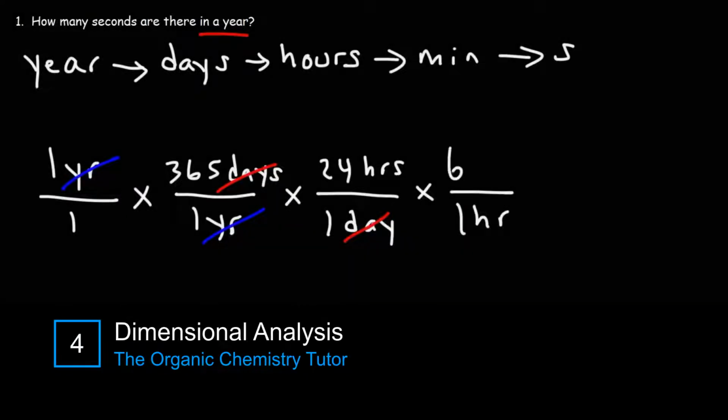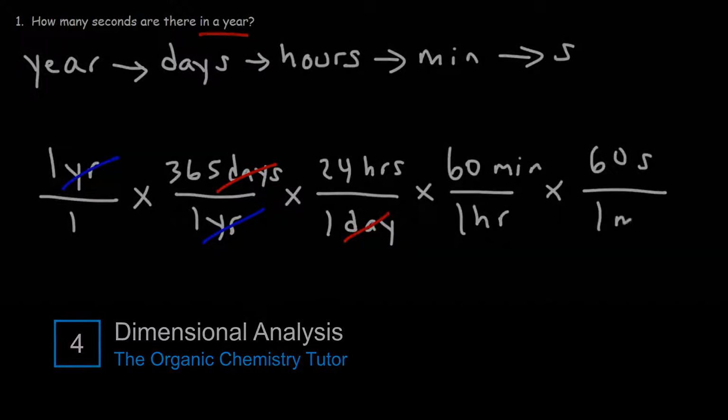Convert hours to minutes. There's 60 minutes in an hour, and there's 60 seconds in a minute.